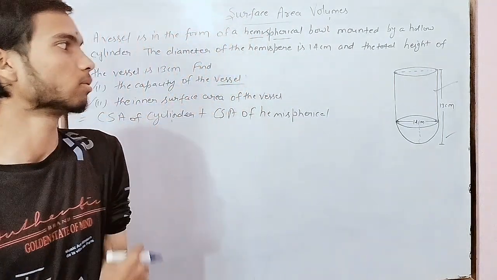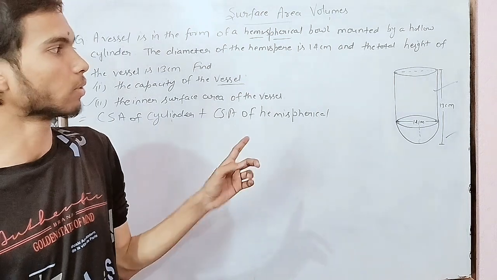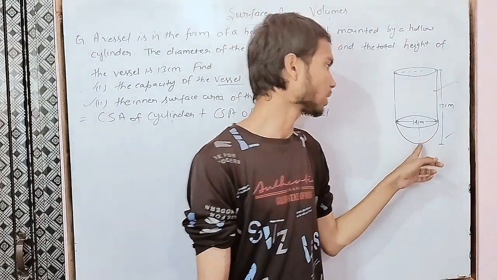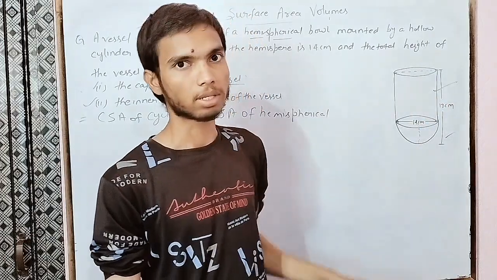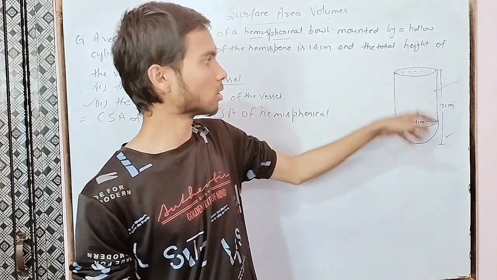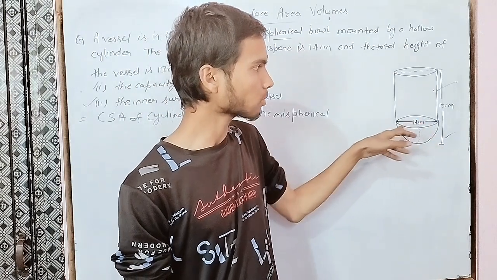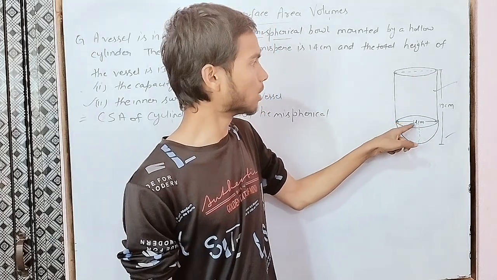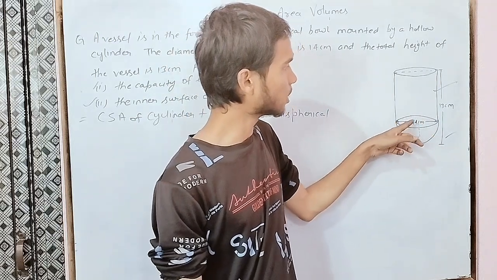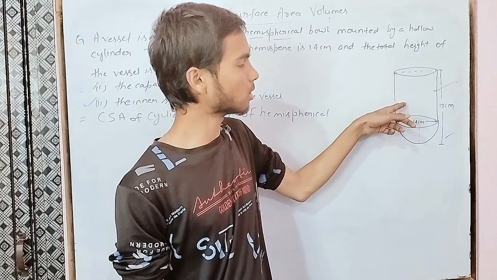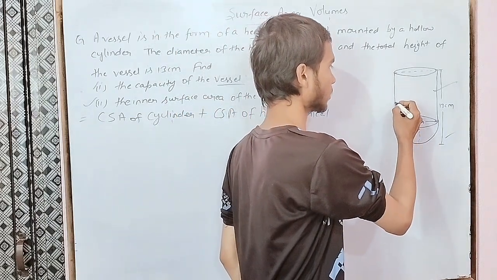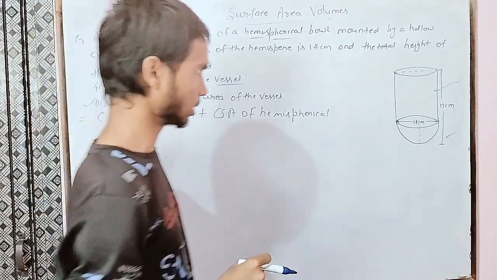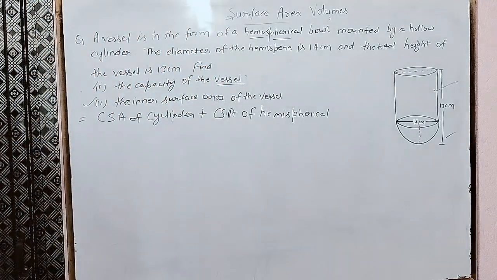Just half of 14 will become 7. 7 is now the radius. 7 is the radius for this hemisphere, and 7 is also the radius for this cylinder, because 14 centimeter is the diameter for this hemisphere, and 14 centimeter is also the diameter for this cylinder. That's why the diameter of the hemisphere is 14 centimeter, and the total height of the vessel.